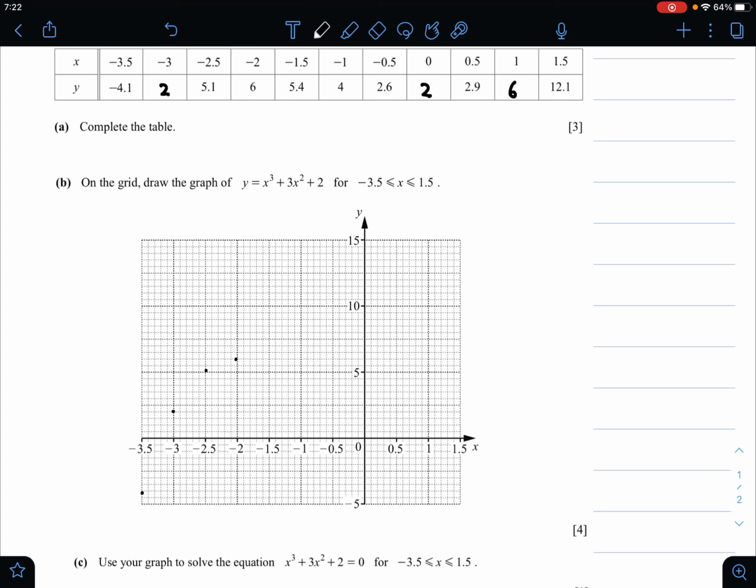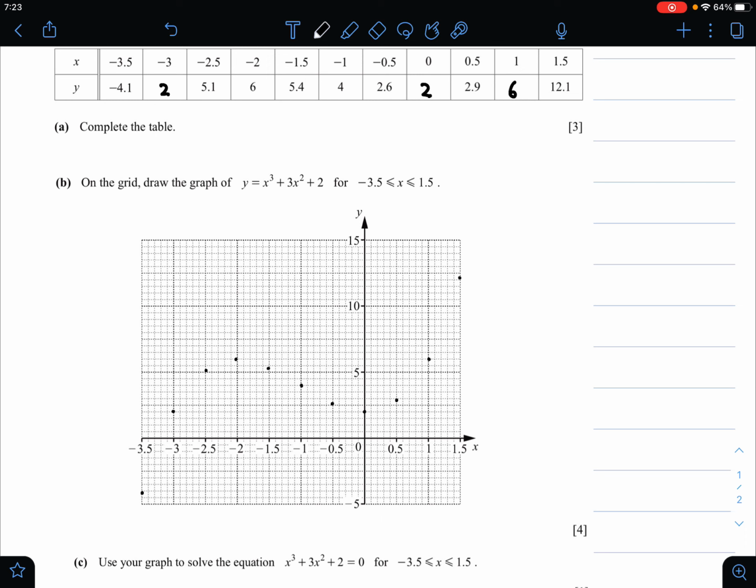-1.5 and 5.4 will come right here. -1 and 4 will come right here. -0.5 and 2.6 will come right here. 0 and 2 will come right here. 0.5, 2.9 will come right here. 1, 6 will come right here, and 1.5, 12.1 will come right here.